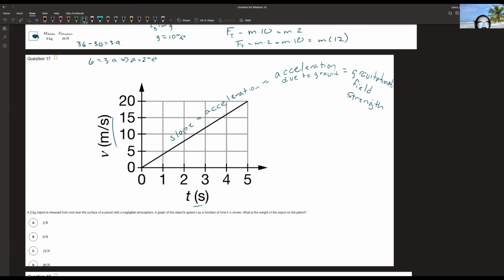So we can get the slope. This is 20 over 5. We find out that g is 4 meters per second squared. Our units are consistent. I almost made a mistake here and jumped the gun. I checked meters per second, seconds. And so we have the acceleration due to gravity. This thing has a mass of 2. m times g is the weight, or the force due to gravity, and that's going to be 8 newtons. B is our best answer choice.